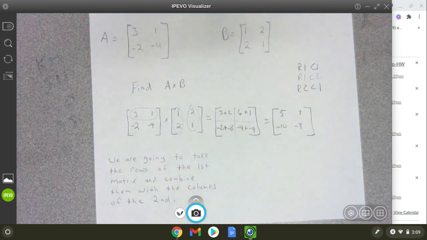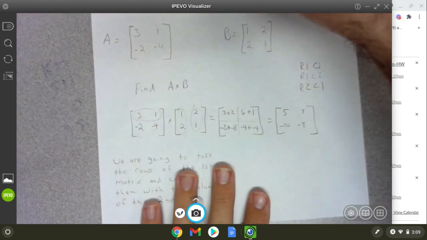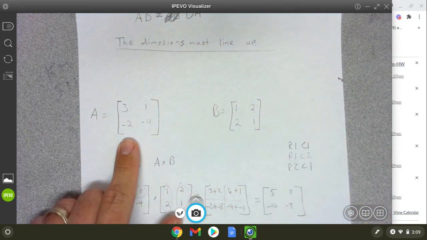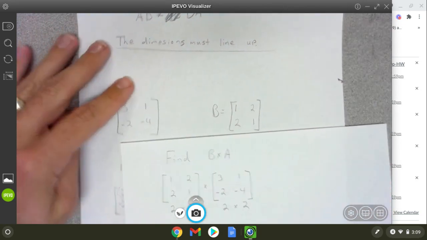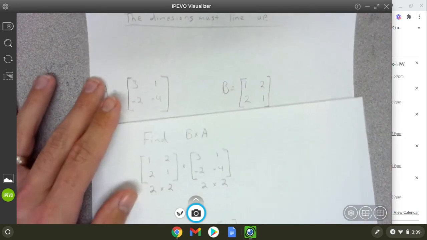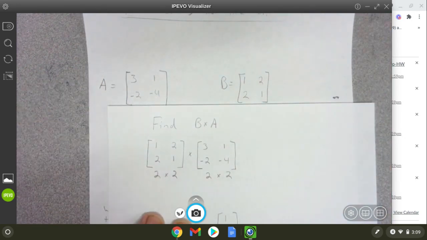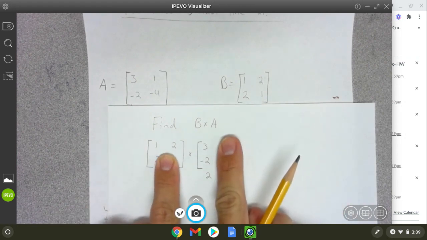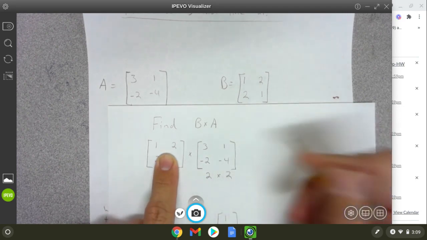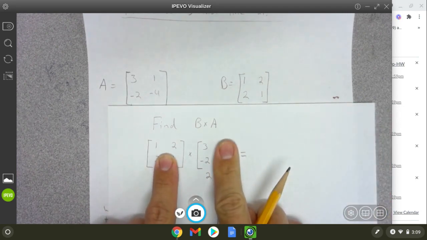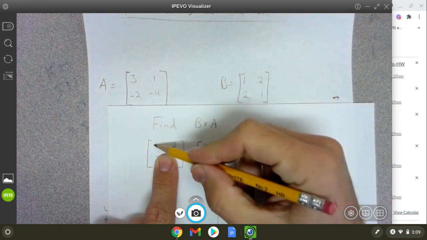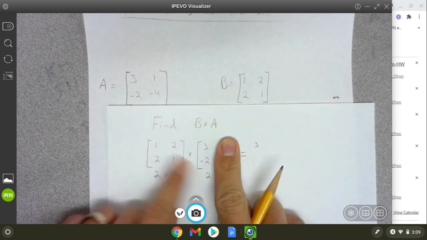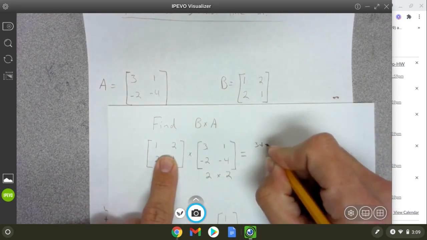I know that was exciting. Let's do the other way around. We're going to use the same matrices, but instead we're going to find B times A. Let's do row 1 and this column, so row 1, column 1. 1 times 3 is equal to 3, and 2 times negative 2 is equal to negative 4.